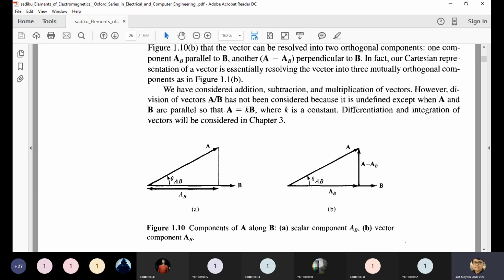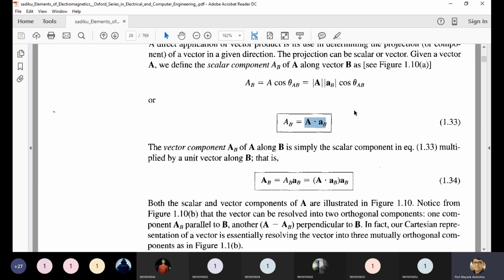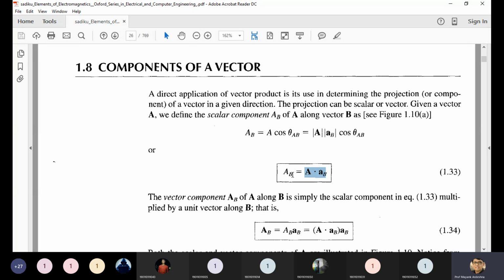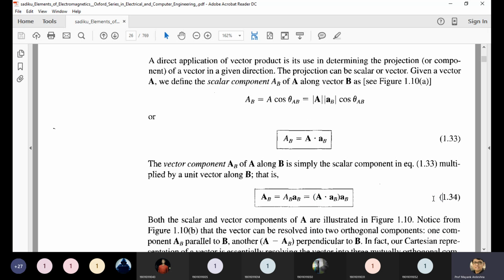So just write down these two equations, which may be helpful to solve some examples. For the scalar component of A along the direction B, it is given by this equation. And the vector component of A along the direction B is this equation. Equation 1.34, the last one: A dot AB multiplied with AB.